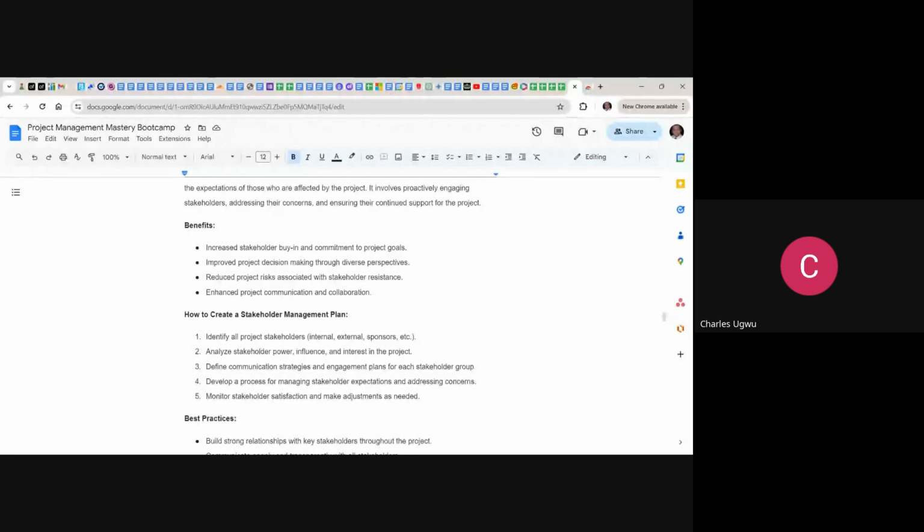Improve project decision-making through diverse perspectives. Reduce project risk associated with stakeholders' resistance. Like, you know, stakeholder resistance, if they are not supporting you, then it can be a big risk. Like some of you in the event, you need to buy stakeholders' support.